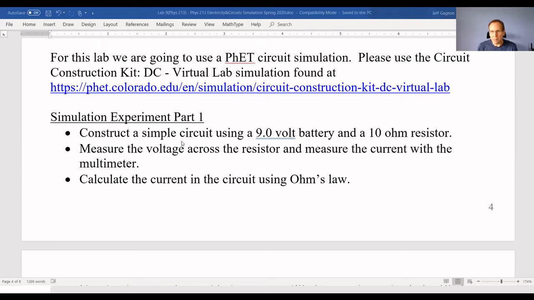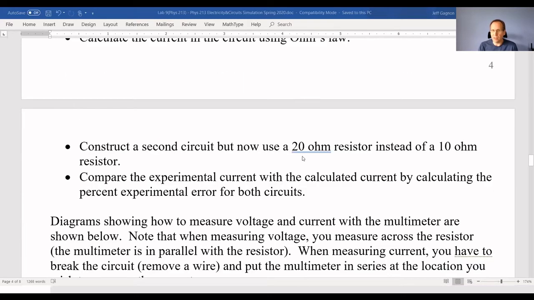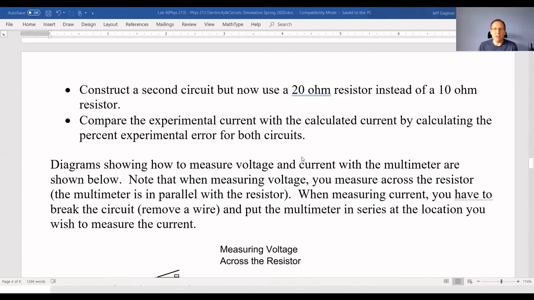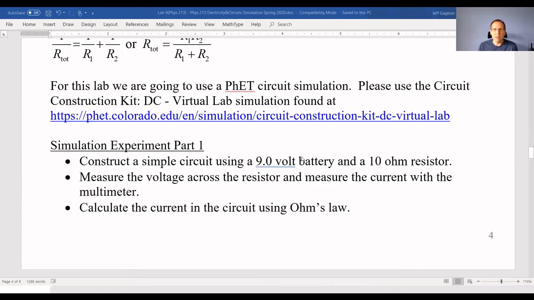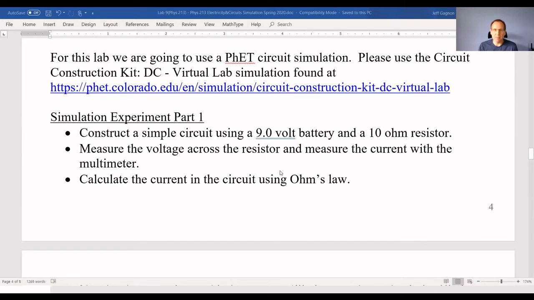Construct a simple circuit. Remember, that's just a battery and a single resistor, where the battery is going to be a 9-volt battery, so we have a 9-volt voltage drop. And the resistor is going to be a 10 ohm, and then later we're going to make it a 20 ohm. We're going to do this twice. So what I want you to do is construct this circuit, and then we want to measure the voltage across the resistor and the current that's in the circuit. Now, how do you measure voltage and current?